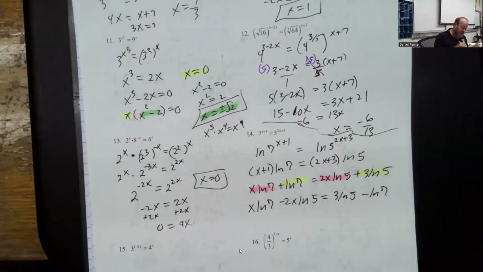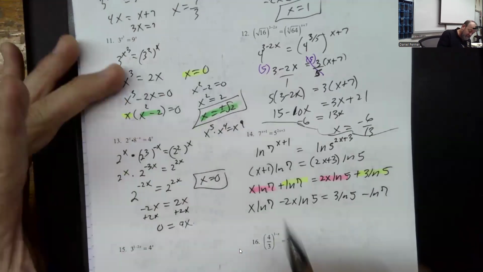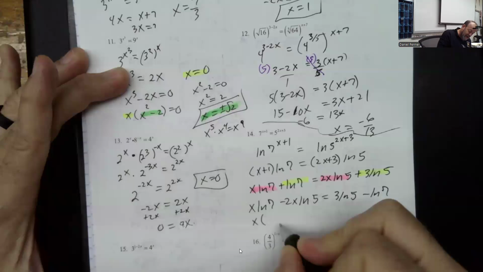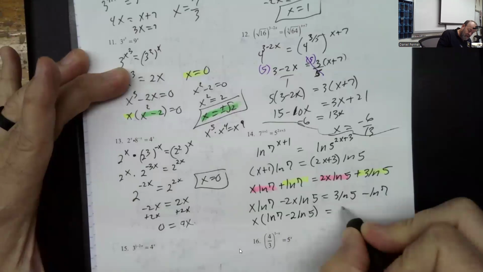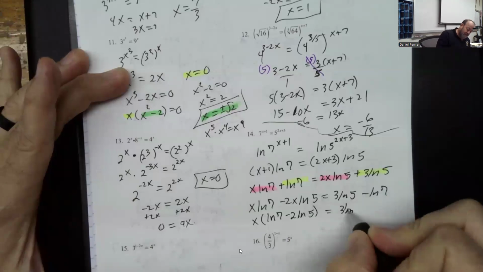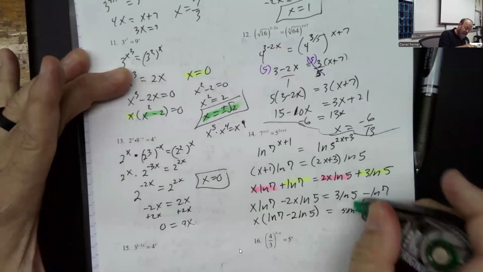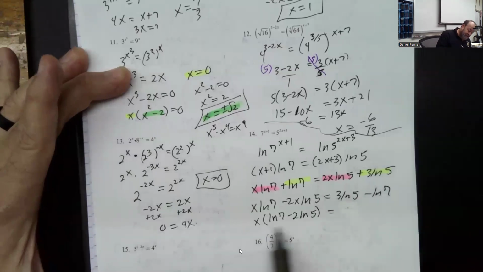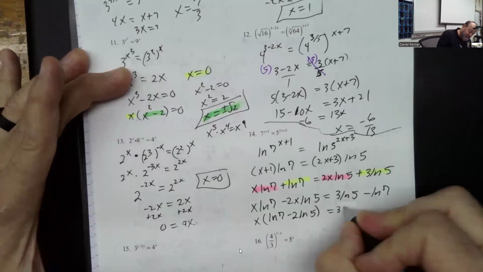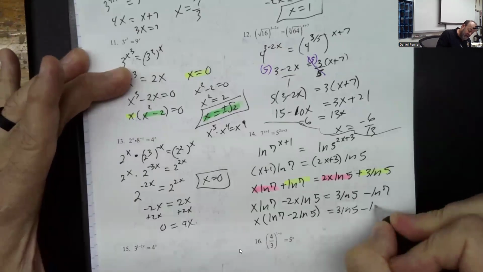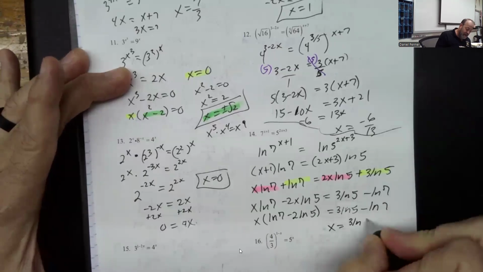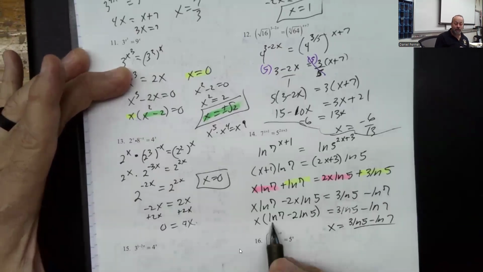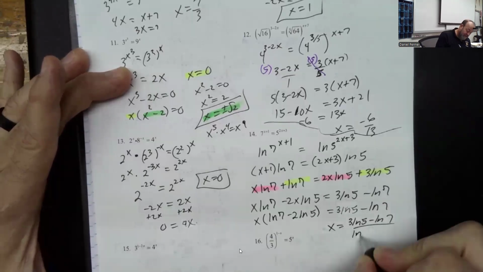By design, these both have an x on the same side, that leaves me, let me fix this, that leaves me with x times this equals 3 ln 5 minus ln 7. A quick division is going to get me home, because to get x by itself, since x is being multiplied by this stuff, I'm going to divide by this stuff.